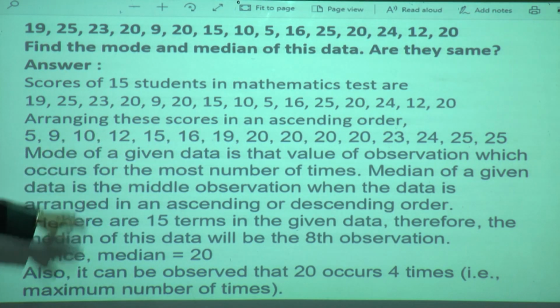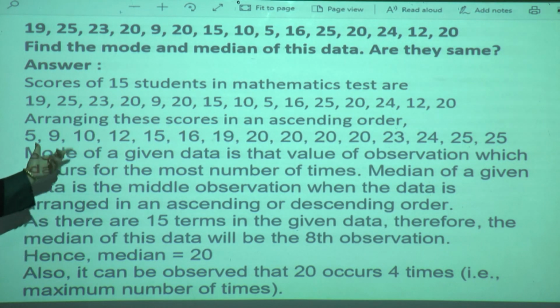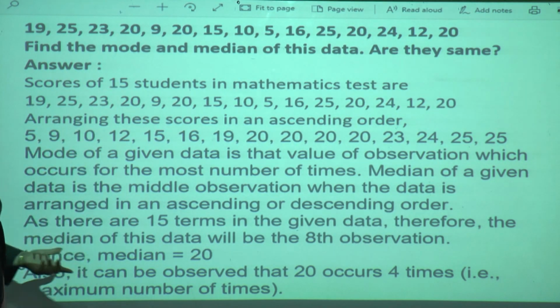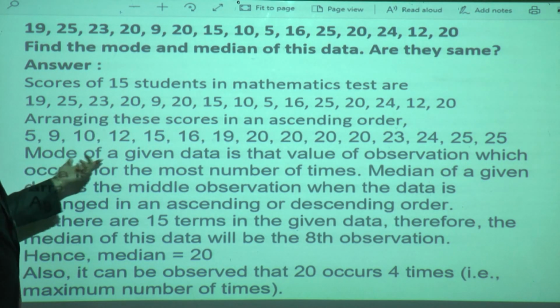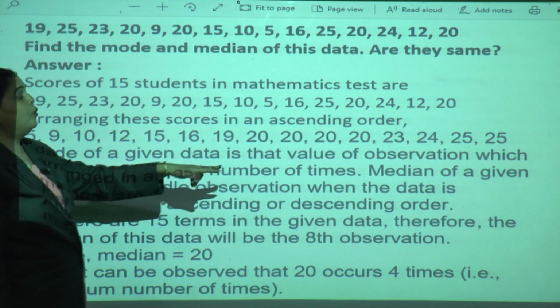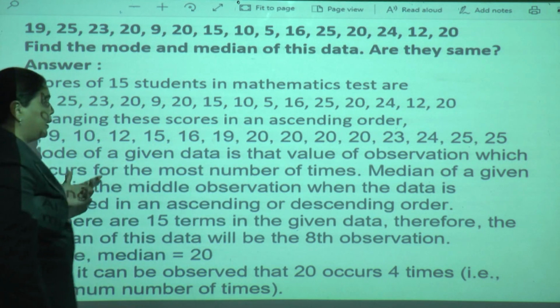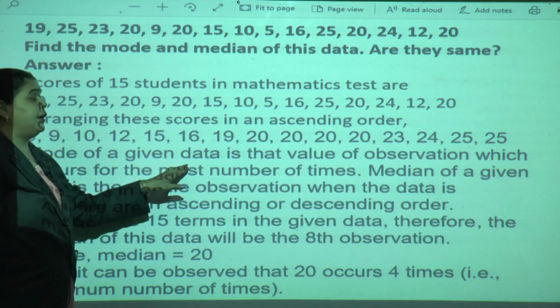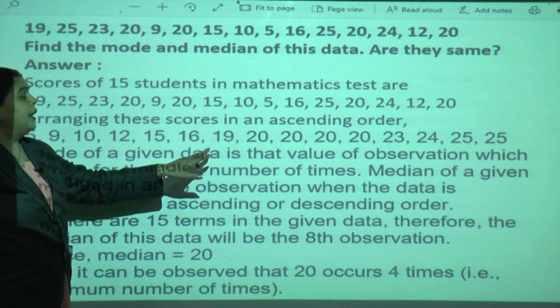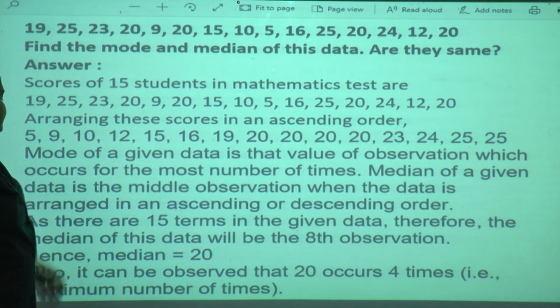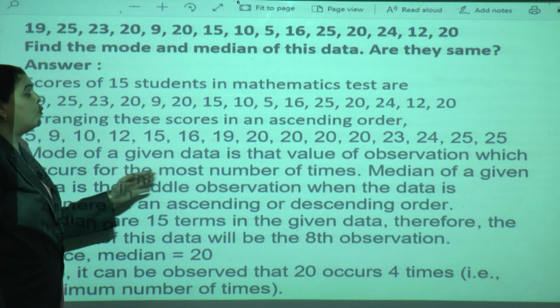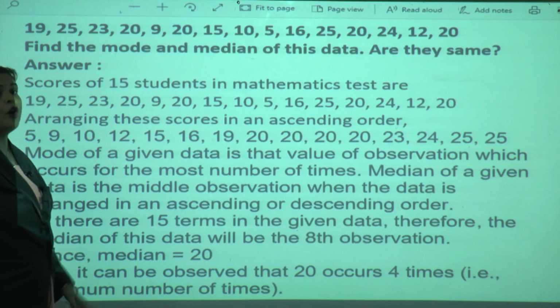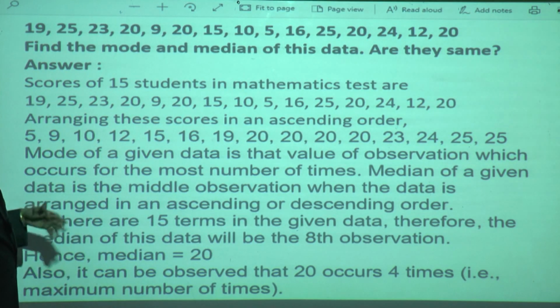So what is a mode? Because the word is mode. Till now we had learned about the mean or arithmetic mean. Now, the mode of a given data is that value of observation, read it properly, listen to my words properly, the mode of a given data is that value of observations which occurs the greater number of times. It means that number is repeated more number of times.